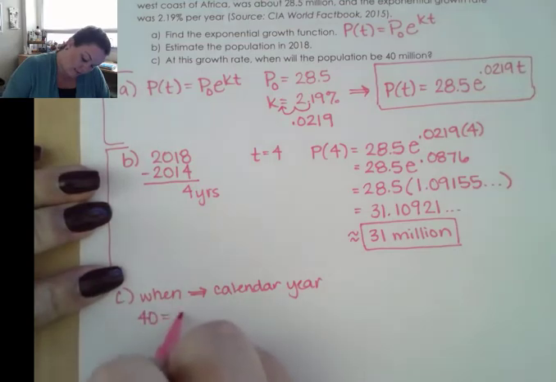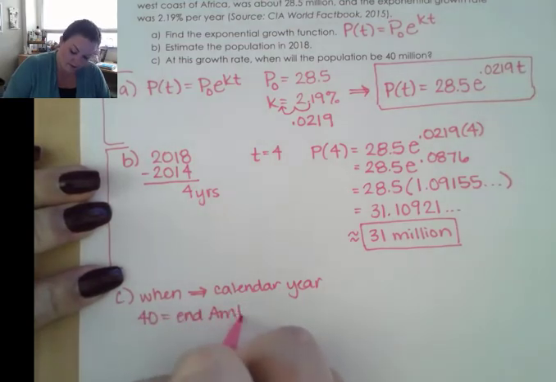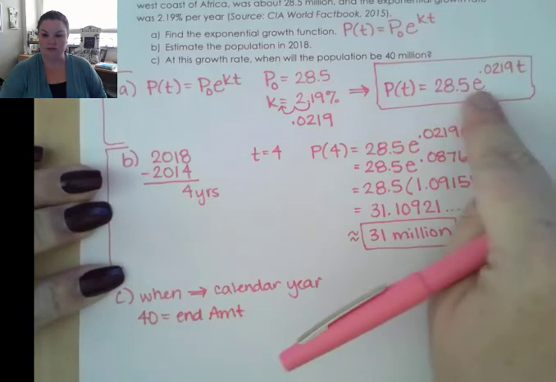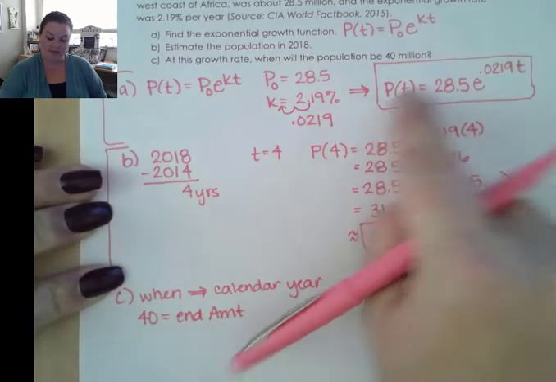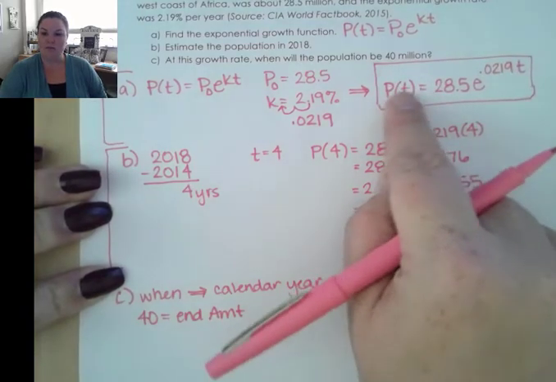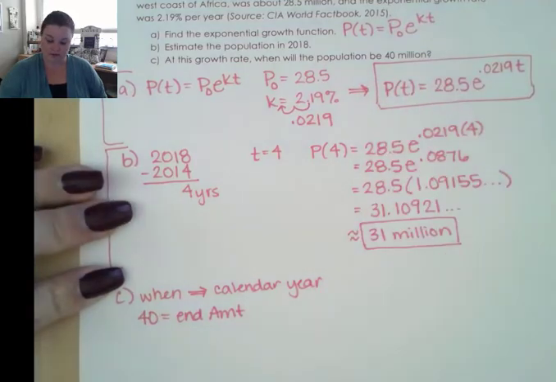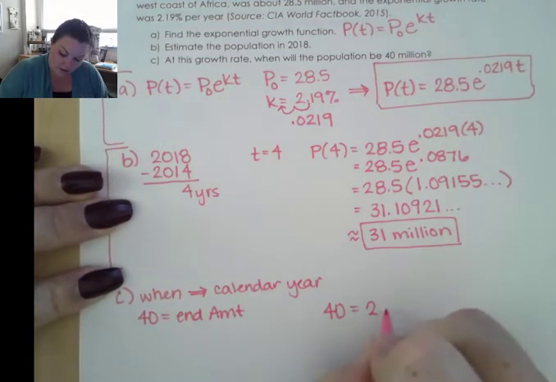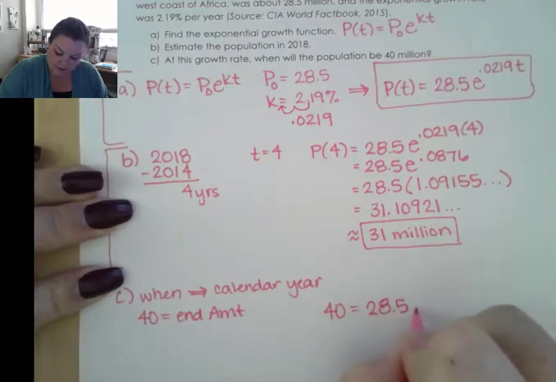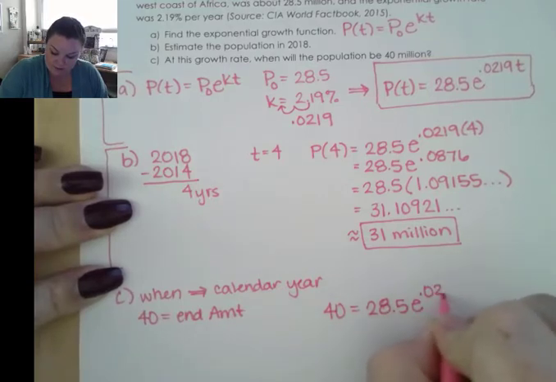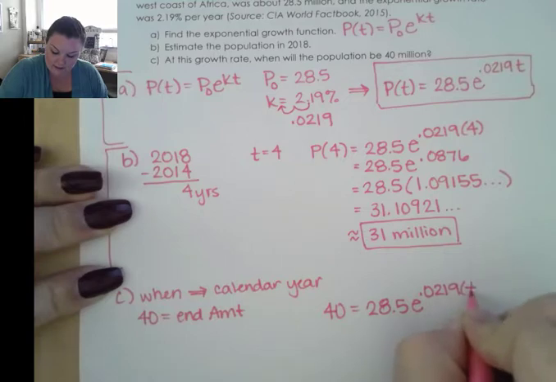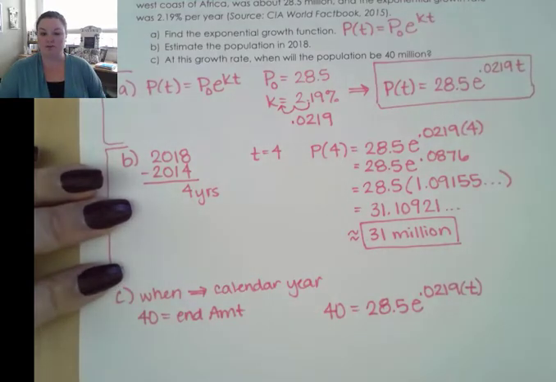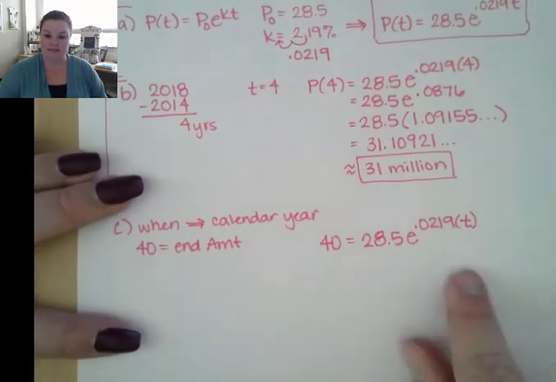So 40 is going to be our end amount. We're going to use our same function, but instead of plugging in a time, we're going to plug in what we want it to equal, which is 40 million. So we have 40 million is equal to our 28.5 e to the 0.0219 times t, and we're solving for t. So what time is this going to happen?